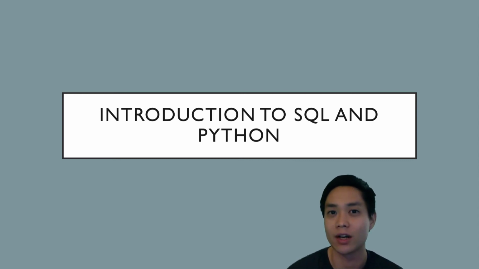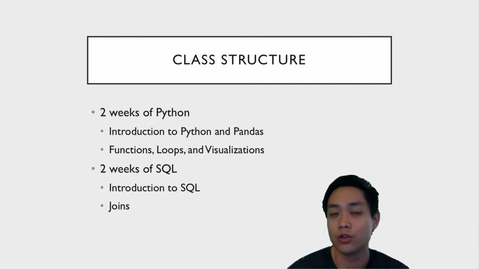Now, before we get started, I just wanted to introduce the overall structure of the course and talk about what we expect from you. The structure is that we're going to have 2 weeks of Python and 2 weeks of SQL. Essentially, four total units, two in Python, two in SQL.